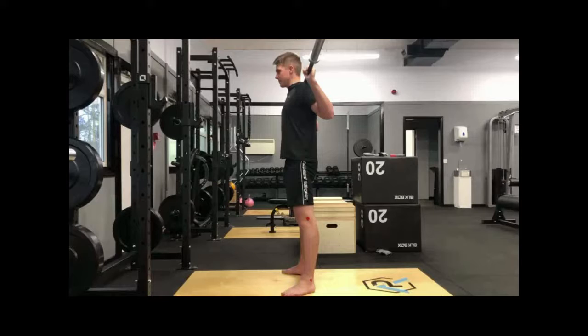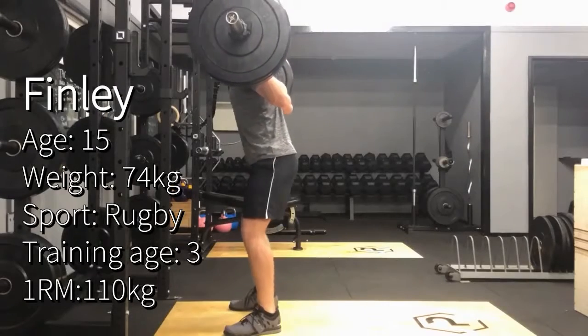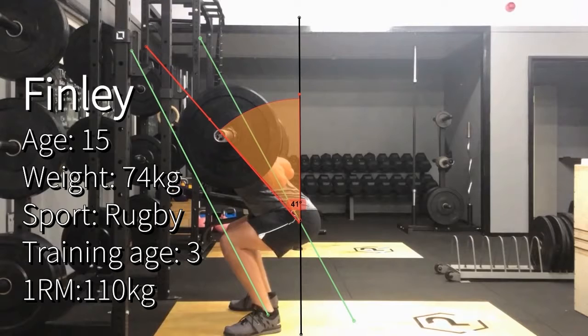If I had the option of using mirrors, I would have used these as they would have provided the athlete with a more external cue. By drawing a vertical line down the mirror, I would have asked Harry to keep the bar path on that vertical line. Our next athlete performing the high bar back squat is Finley.